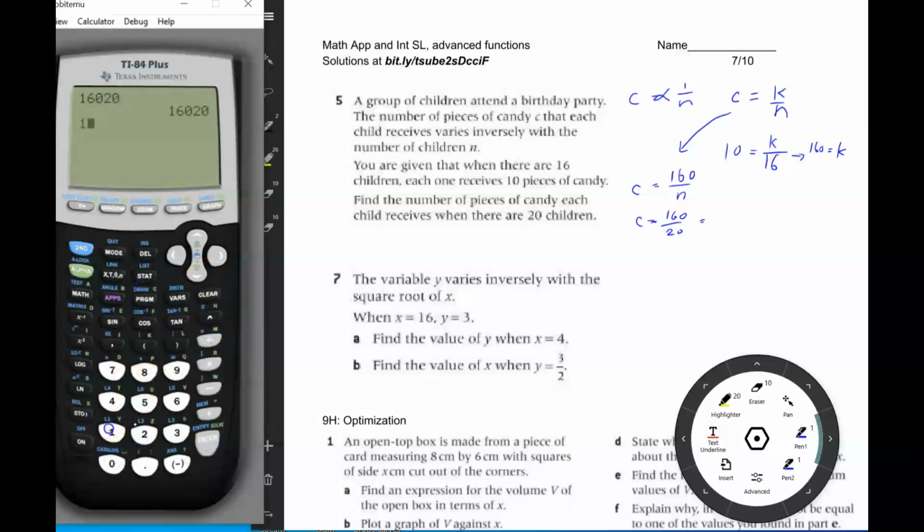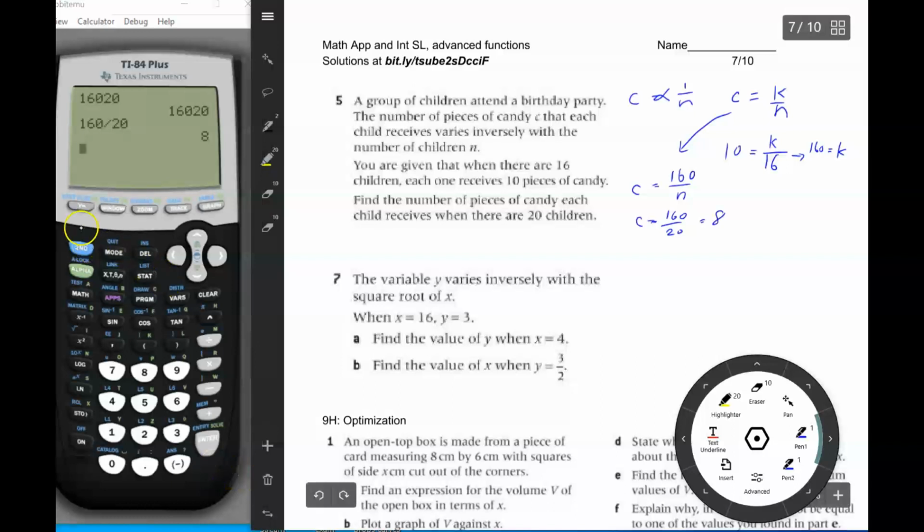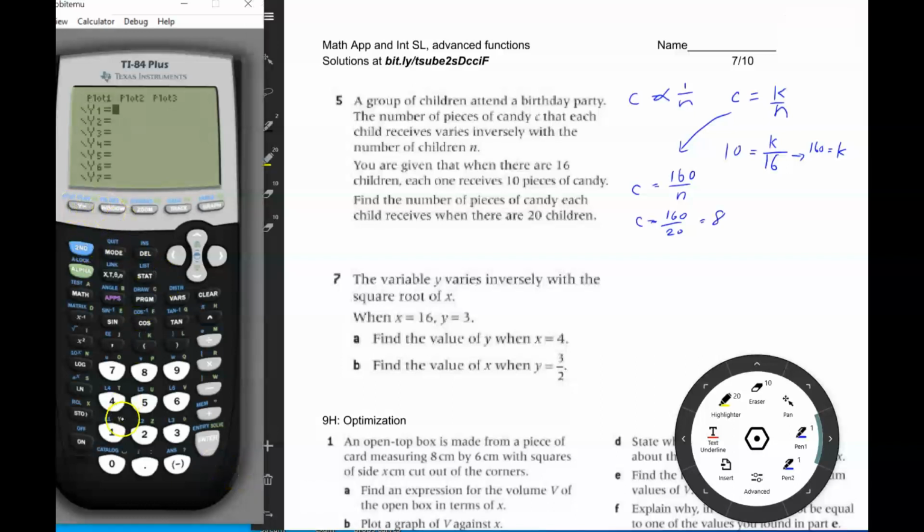Oops, 160 divided by 20, which is 8. We can also find that by putting the equation here, 160 divided by x instead of n. And then we look at the table. If we want to know the number of pieces of candy with 20 children, we look at x equals 20 and y equals 8.